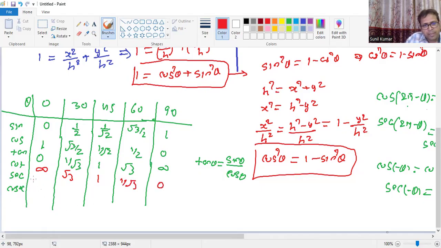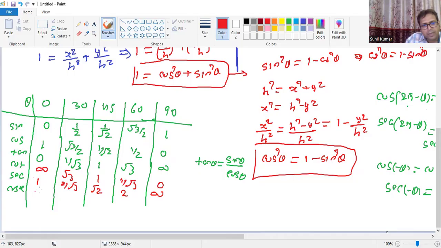Okay. Similarly, we can write for sec. Sec 0 is the reverse of cos, so 1 by cos is sec. So cos 0 is 1, so sec 0 is also 1. Similarly, cos 30 is root 3 by 2, so sec 30 is 2 by root 3. Then cos 45 is 1 by root 2, so sec 45 will be root 2. And cos 60 is 1 by 2, so sec 60 will be 2. And cos 90 is 0, so sec 90 is infinity.